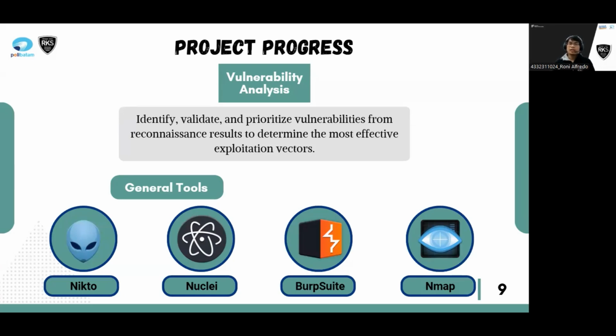Alright, project progress: vulnerability analysis. At this part, we conducted vulnerability analysis to identify and validate vulnerabilities found during reconnaissance. The purpose was to determine the most effective attack vector for further testing. We use several tools such as Nikto, Nuclei, Burp Suite, and Nmap for web server scanning, automated vulnerability detection, HTTP analysis, and service enumeration. From this process, we identify several potential vulnerabilities for the next testing phase.